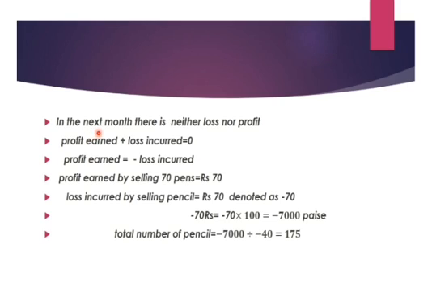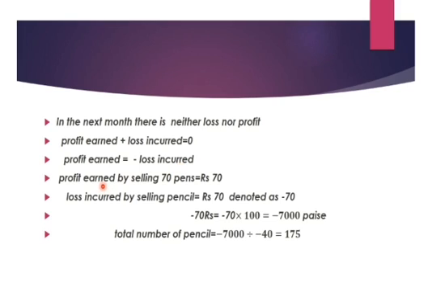It's also part of that question. In the next month there is neither loss nor profit. It means in that month she has no income. It is denoted as profit earned plus loss incurred is equal to 0. Then we get profit earned is equal to minus loss incurred. If we transfer from left to right, plus loss incurred becomes minus loss incurred.